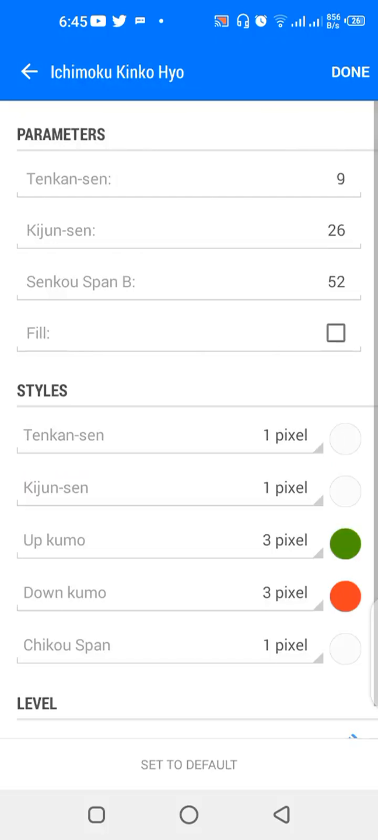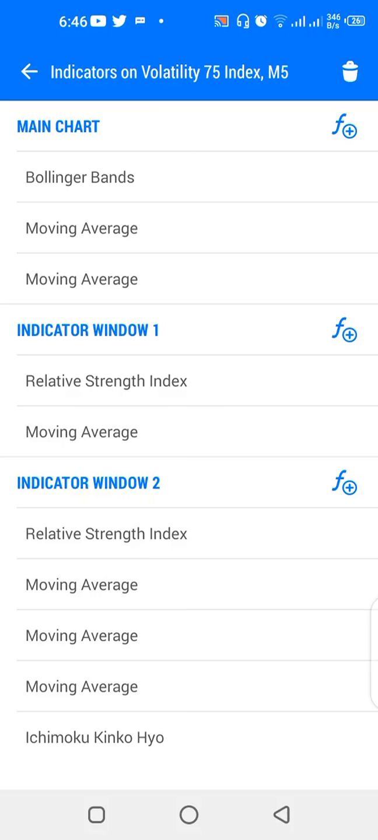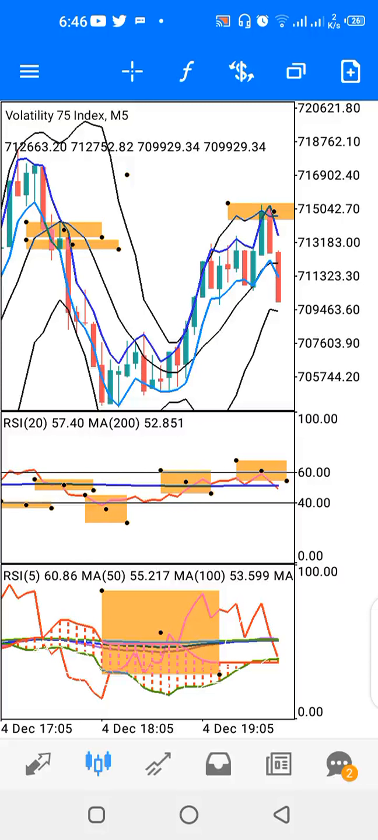Then we have the last indicator on indicator window 2, Ichimoku. Tenkan sen is 9, Kijun sen is 26, Senkou span B is 52. The up Kumo is green in color. The down Kumo is red in color. Other stars, you have no color. Okay, so let's go to the chart and look at how you can use indicator window 2.